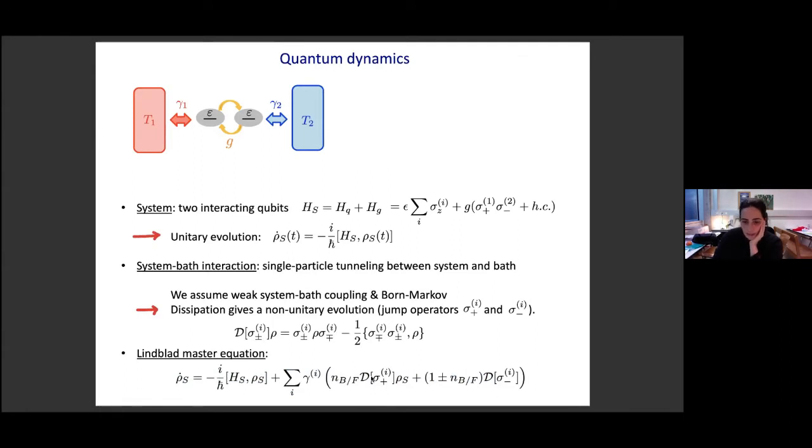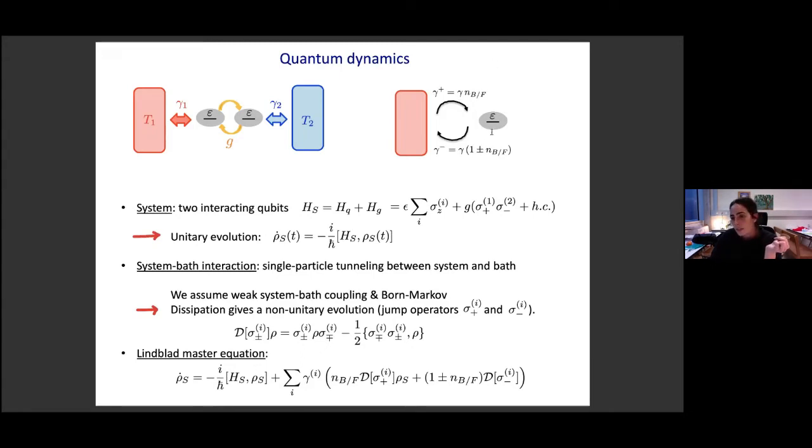And just to explain the two terms, the superoperator applied to sigma plus and the other one applied to sigma minus, they simply capture the fact that an excitation or a quasi-particle can jump in from the bath to the system, and this will be described by the process plus, and the rate is the following.